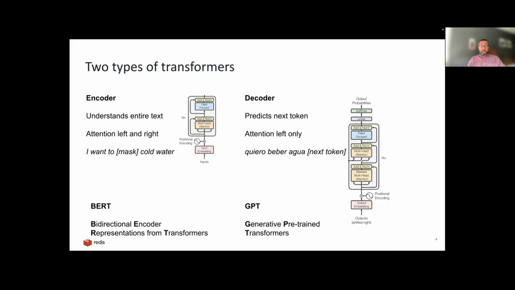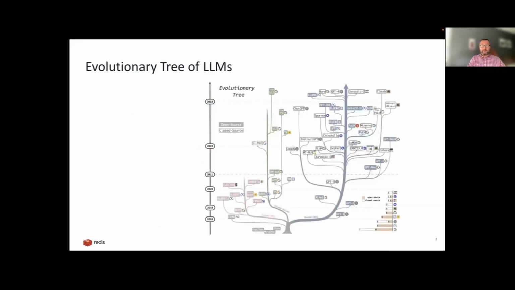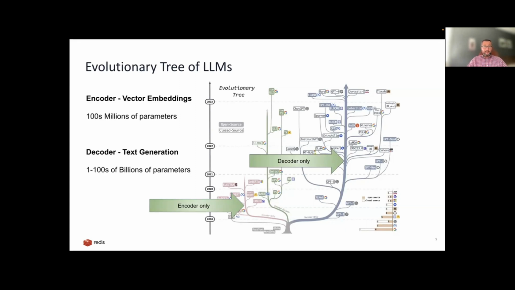So you have two types of transformers, both widely useful. If we look at the evolutionary tree of large language models, you can see that on the left you have a whole bunch of encoder-only large language models, and BERT variations are there. On the right, a little bit younger in terms of time scale, you have decoder-only large language models based on the decoder part of the transformer, and there you would find your BART, your ChatGPT, your Google PaLM, and so on. So encoders are right now most frequently used in the vector embedding space.